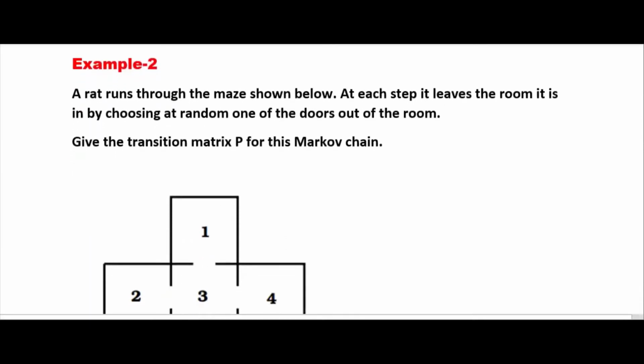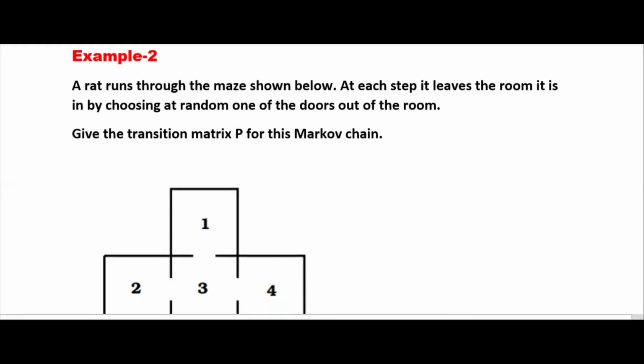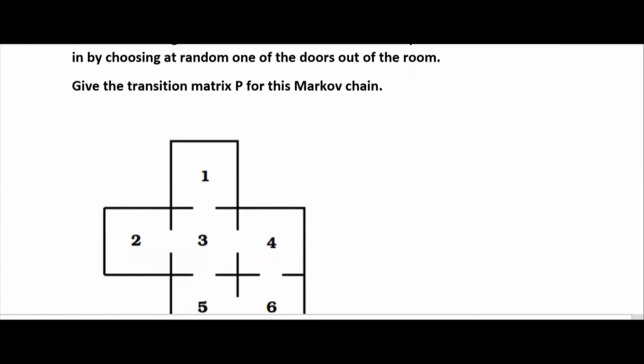This is quite interesting. A rat runs through the maze shown below. At each step it leaves the room it is in by choosing at random one of the doors out of the room. The transition matrix is that you need to provide here.